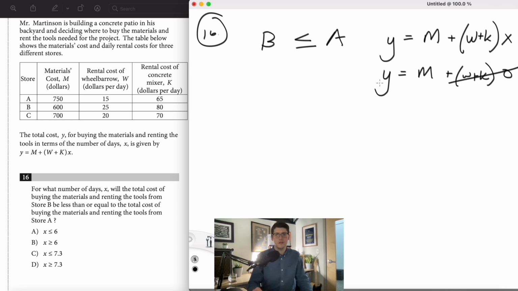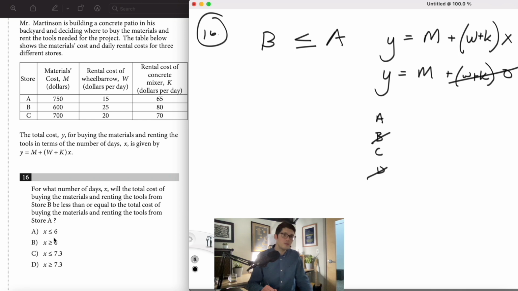Those cancel. Let's see which store has the larger m value. It looks like B is smaller than A at the start, at 0 days. And m is smaller in B than it is at A. That means right away, as I look at my answer choices, A, B, C, and D, 0 days is cool. So answer choice B, which does not include 0 days, does not work. Answer choice D, which does not include 0 days, also does not work.